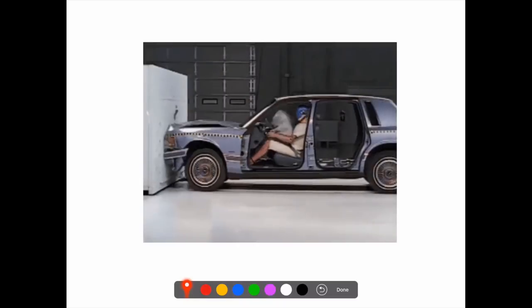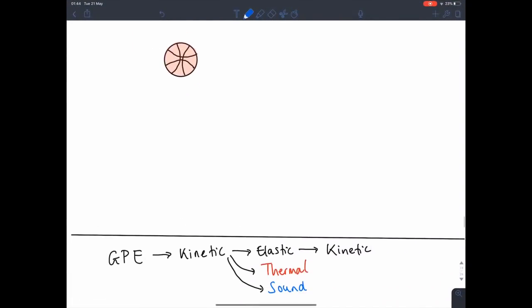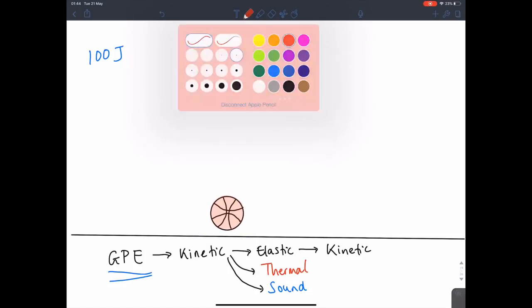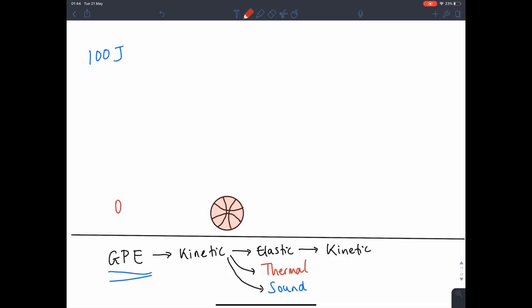So let's look at another example. Let's say we have a basketball. Now, let's say the basketball is dropped from a certain height. Now, at this height, this basketball has 100 joules of gravitational potential energy. Now, the moment it drops, all that gravitational potential energy starts to decrease, and instead it's turning into kinetic energy. So just before the basketball hits the ground, it will have 0 gravitational potential energy, but it will have 100 joules of kinetic energy, because remember, all of the energy is being transferred from one form to another form.